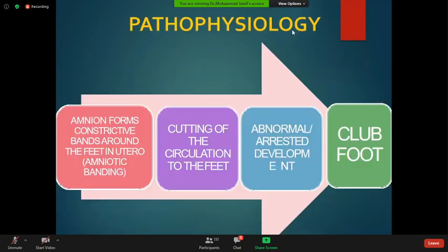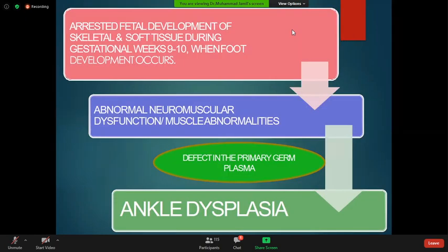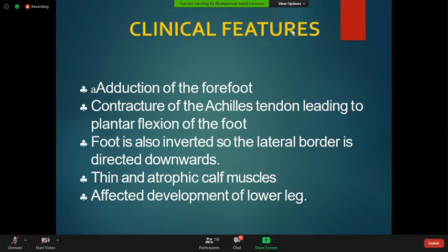What's the pathophysiology? The amnion forms constrictive bands around the feet in the uterus. It's called amniotic banding. That results in cutting of the circulation to the feet. So abnormal arrested development results in the clubfoot. Arrested fetal development of skeleton and soft tissue during gestation weeks 9 and 10, when the foot development occurs. Abnormal neuromuscular dysfunction, muscle abnormalities, so a defect of the primary germ plasma. Ankle dysplasia.